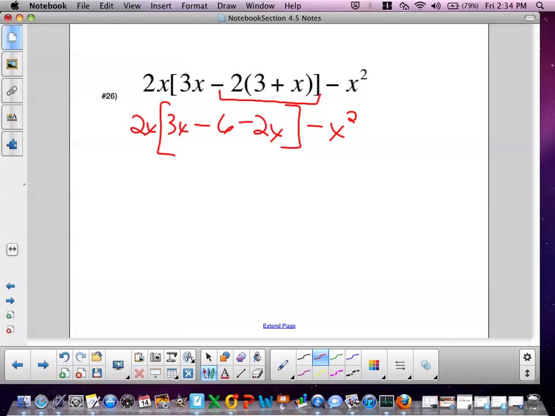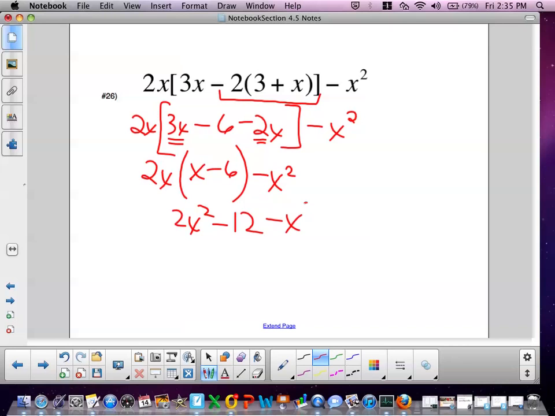Inside the bracket, combine like terms. Recopy 2x again, and you can make the bracket a parenthesis now. It really doesn't matter. It's just a grouping symbol. 3x minus 2x leaves me with 1x, and then minus 6 just gets recopied, and then minus x squared just gets recopied. Now it's time to distribute 2x to the quantity x minus 6. So 2x times x, 2x times negative 6, and then the minus x squared gets recopied.